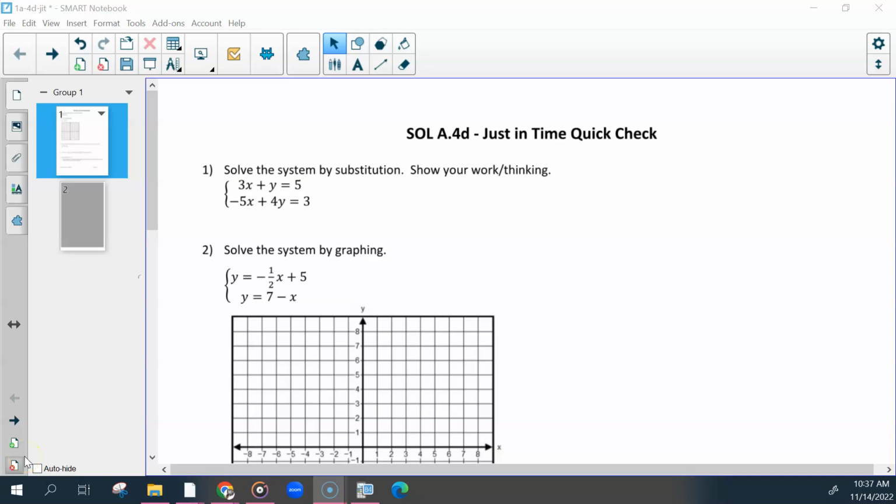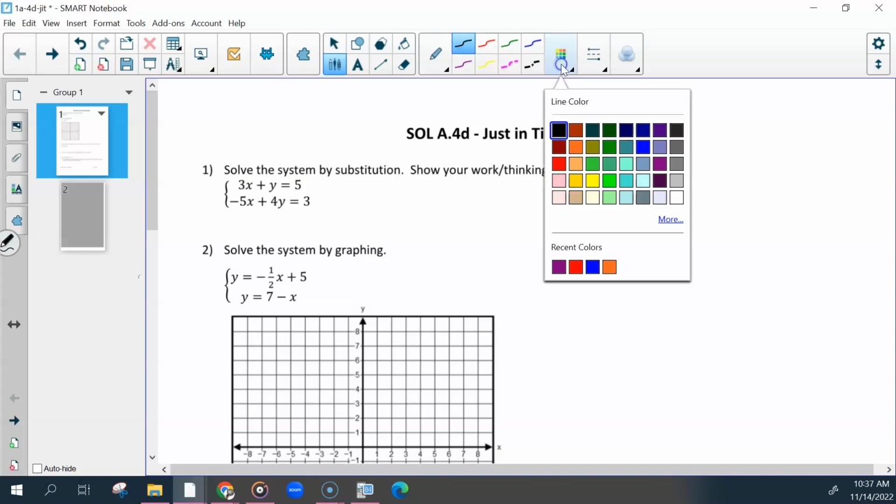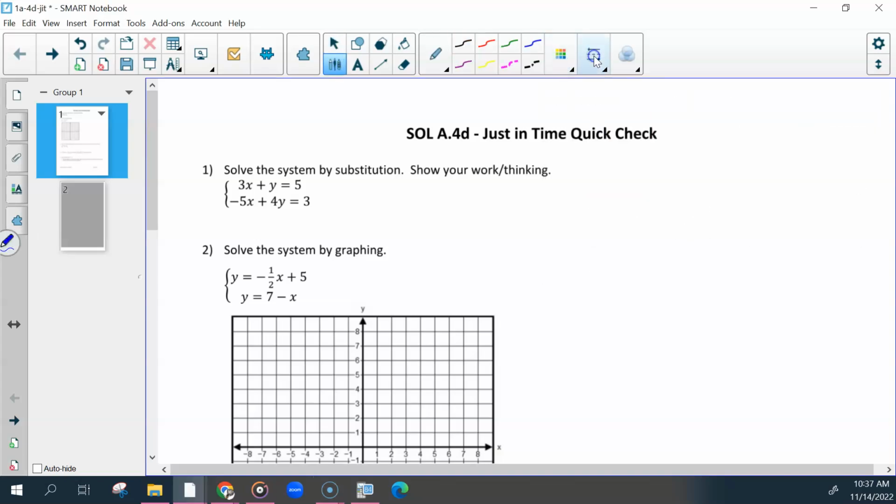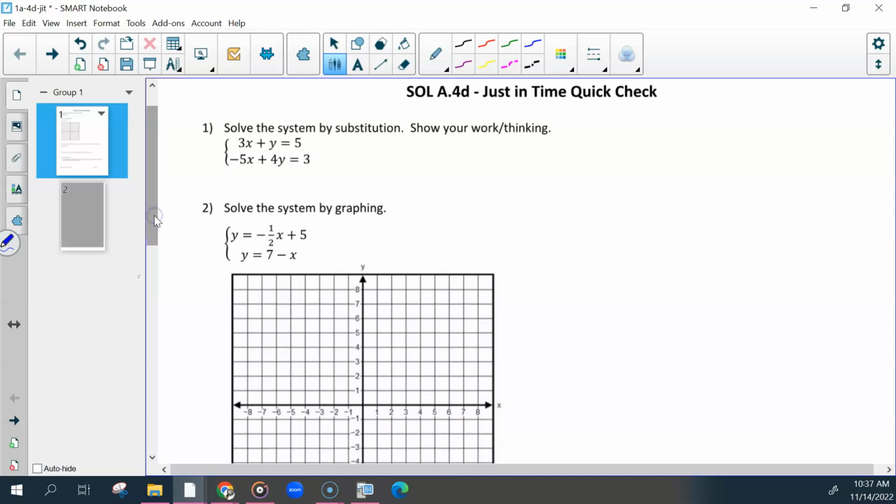This is a good review and reminder of the different ways we solve these systems. For number 1, you needed to solve by substitution. So you needed to take one of these equations and solve for a variable. This one would be the easiest.